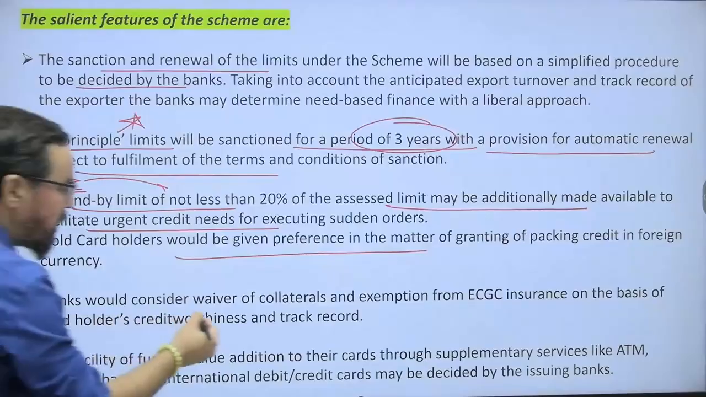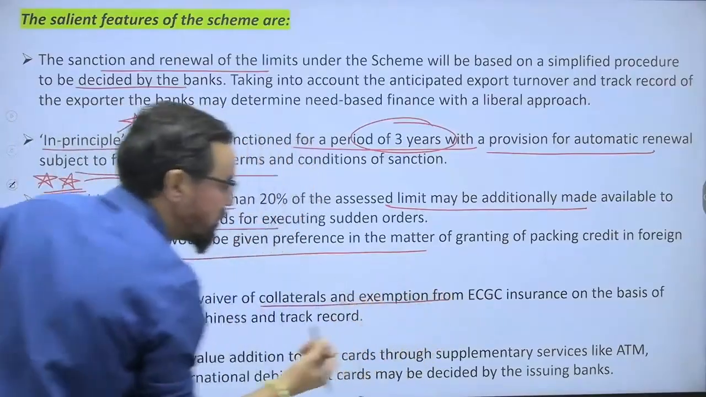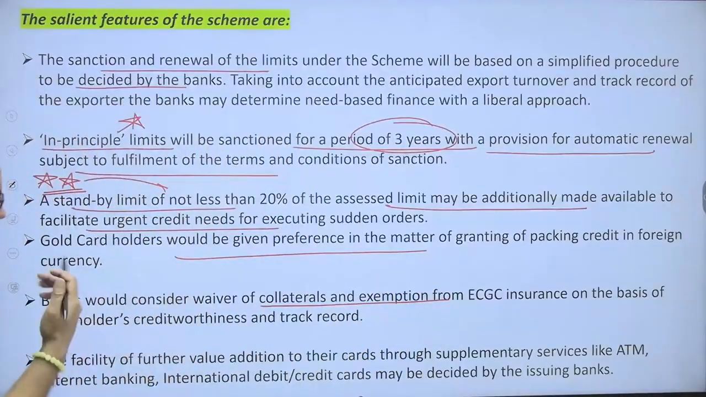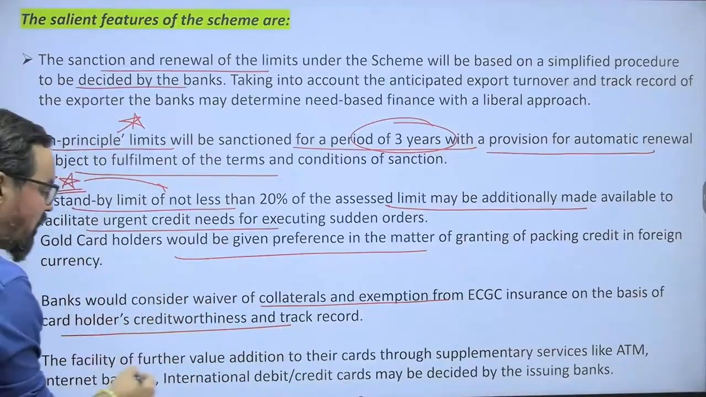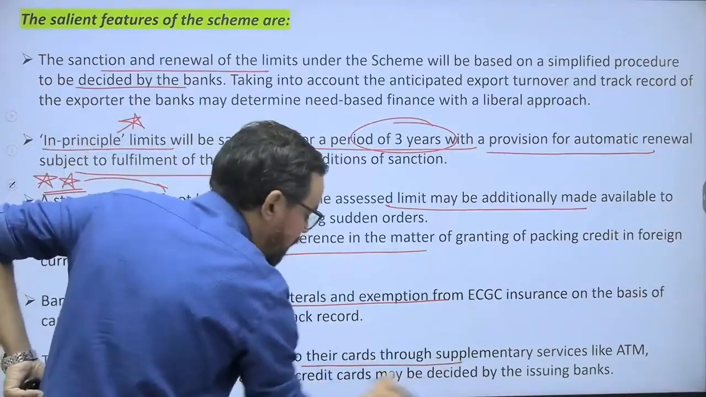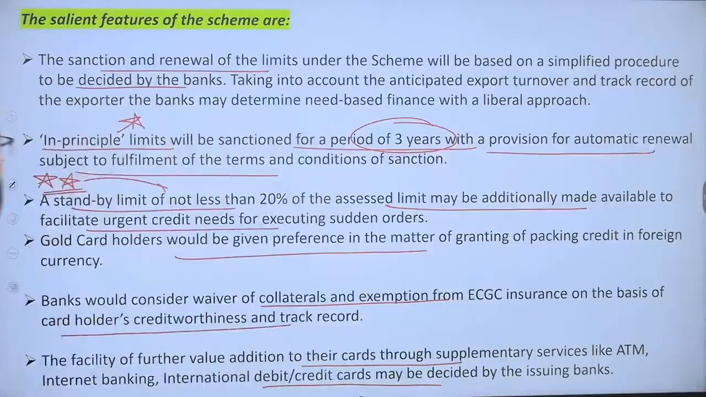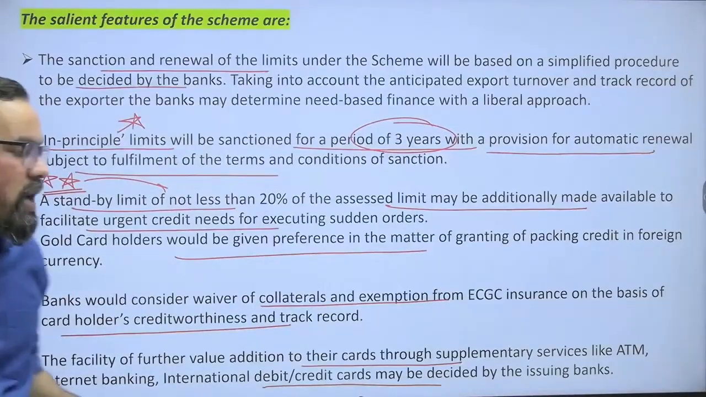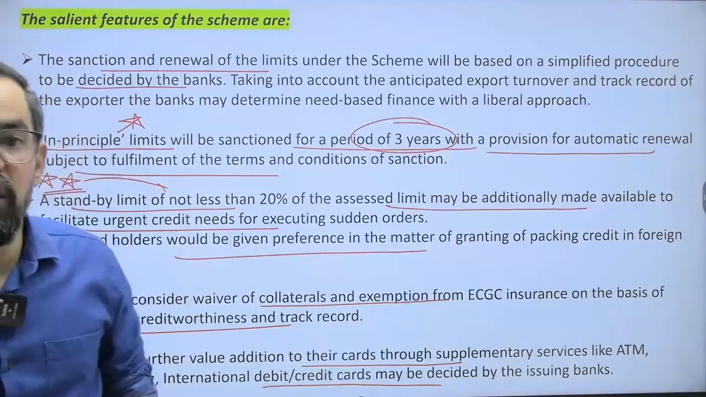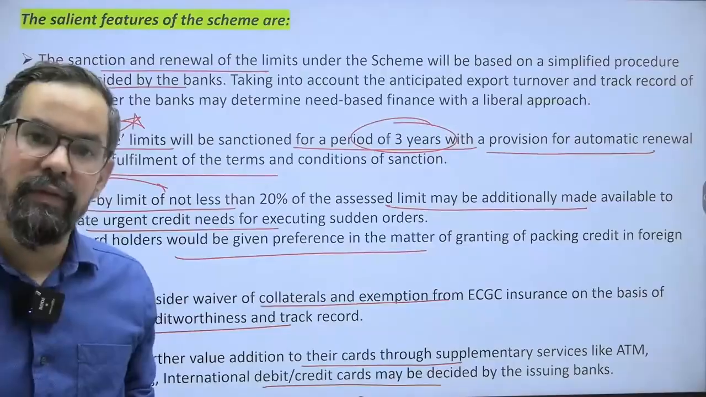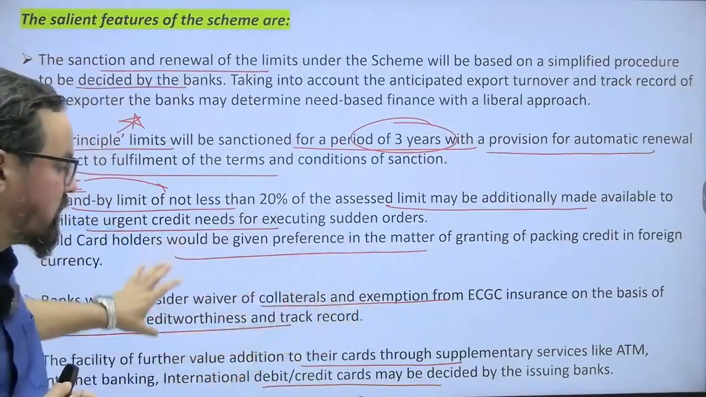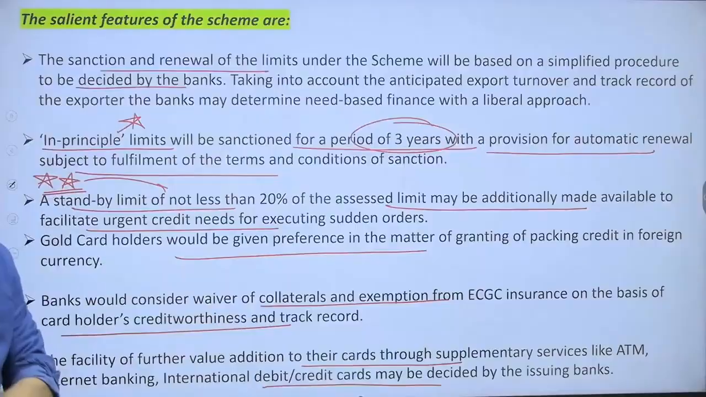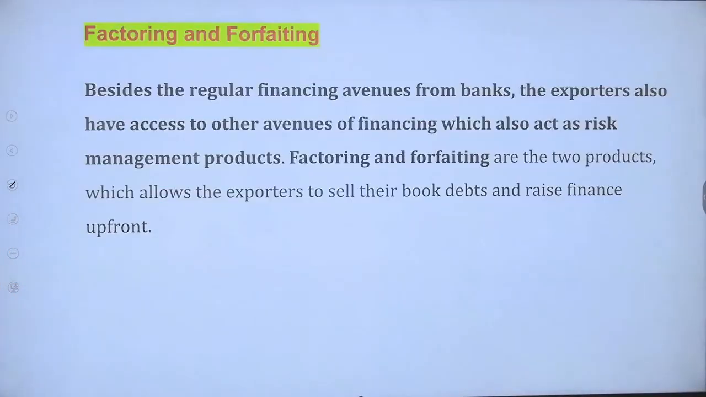Okay? Gold card holders would be given preference in the matter of granting packing credit loans also, pre-shipment loans. Banks would consider waiver of collateral and exemption from ECGC insurance on the basis of the cardholder's creditworthiness and track record. The facility of further value addition is decided by the issuing bank. ठीक है, आज के डेट में हमारे बैंक्स मतलब like ज़्यादातर गोल्ड कार्ड होल्डर्स हमारे बैंक के हो. For that we generally provide some additional services like insurance and all, which are generally part of this. ठीक है, so this is again very important one. So please do remember this one.